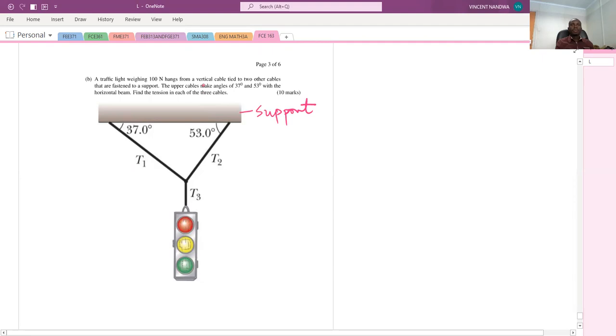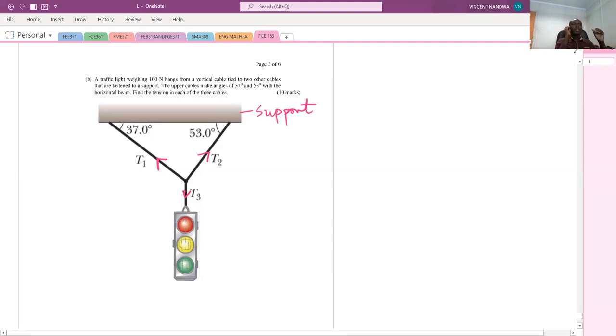So the upper cable makes an angle of 37 degrees and 53 degrees with the horizontal beam. So this angle is 37, this other angle is 53. Find the tension in each of the three cables. So we have this cable, and then this other cable.